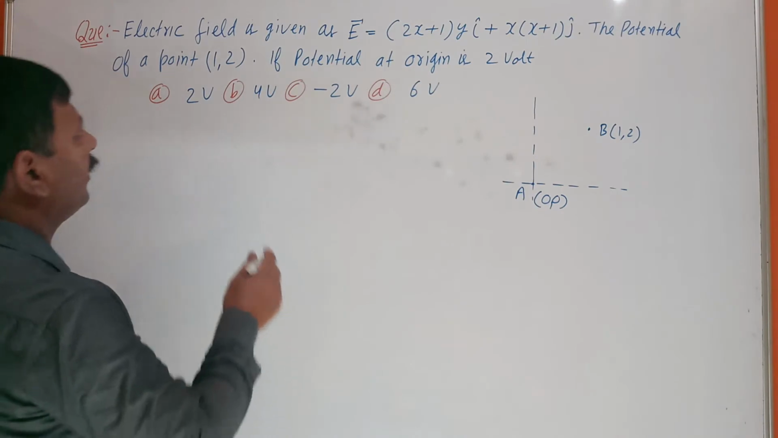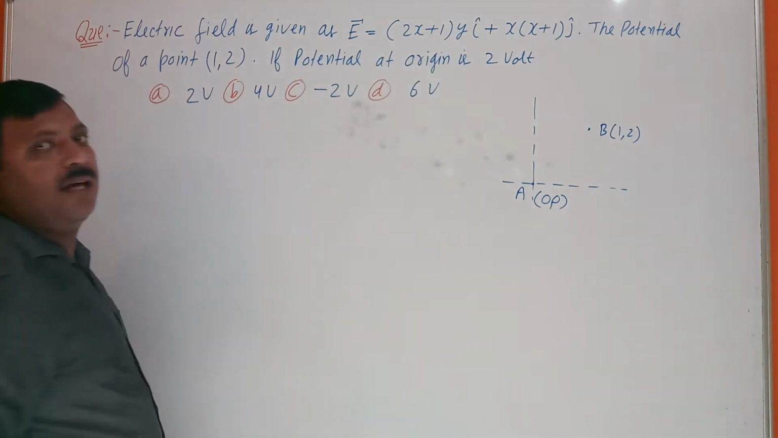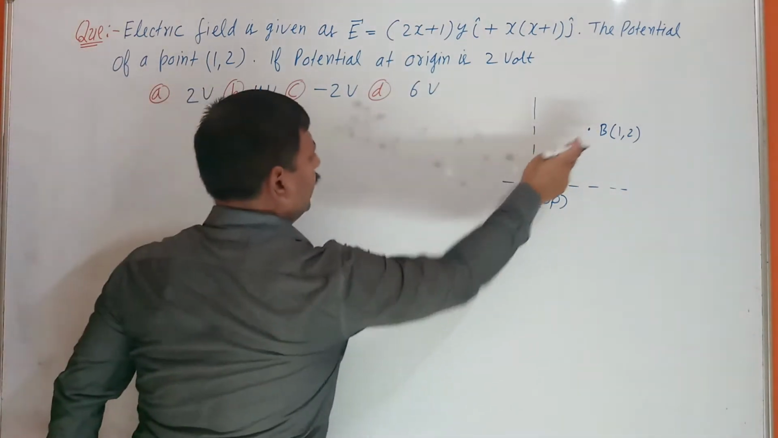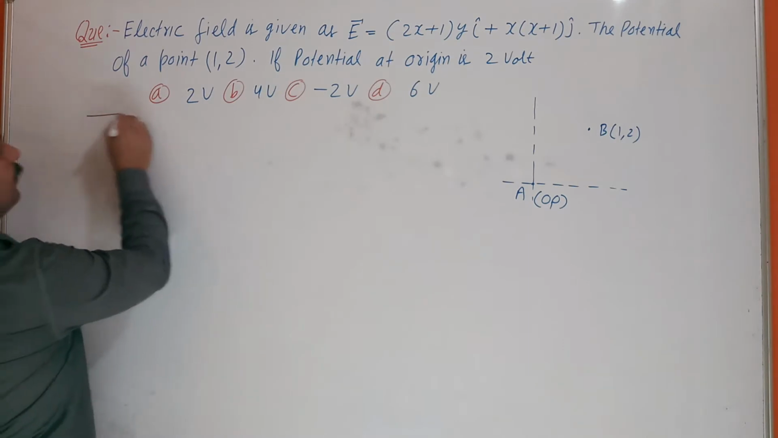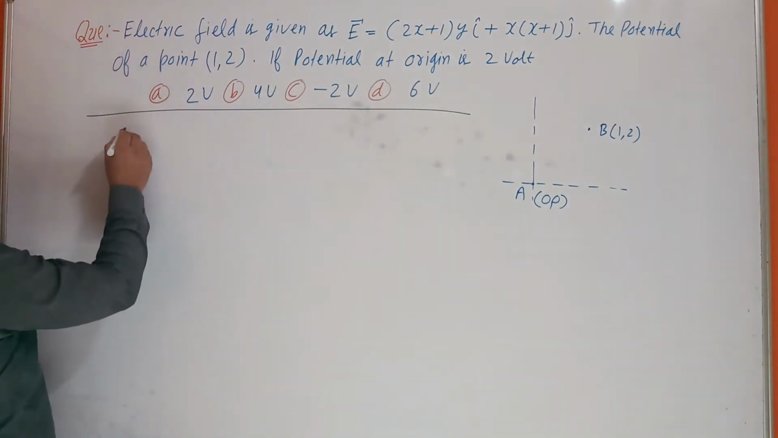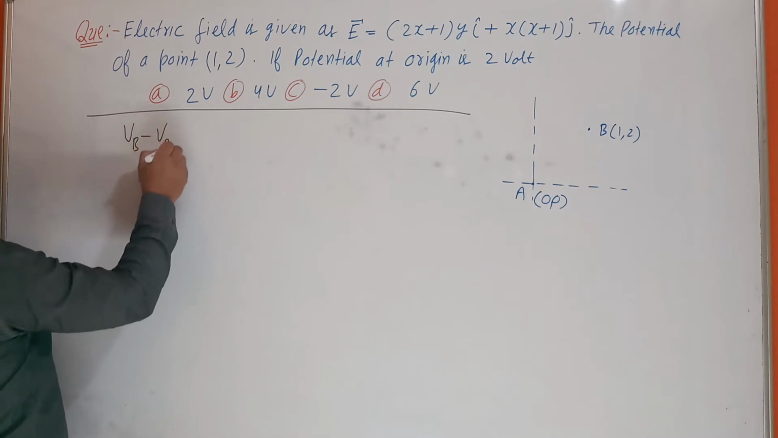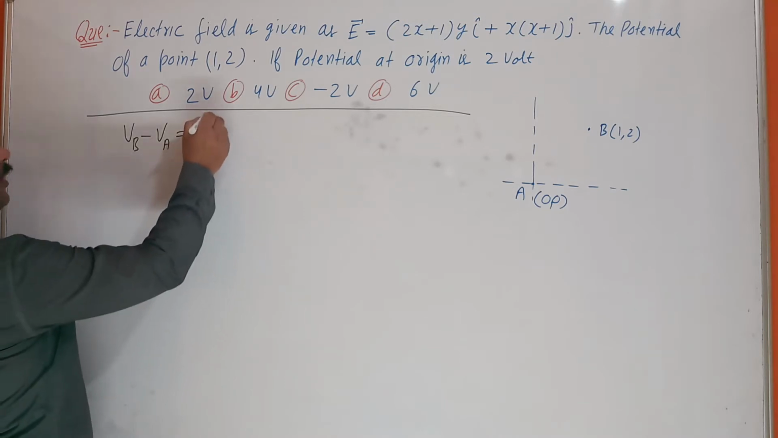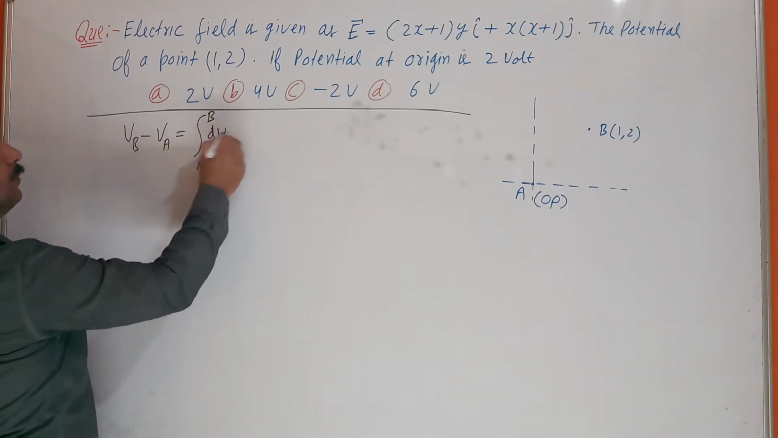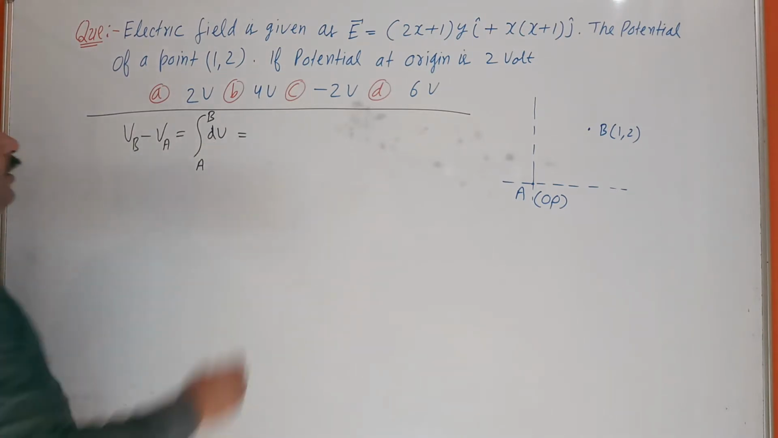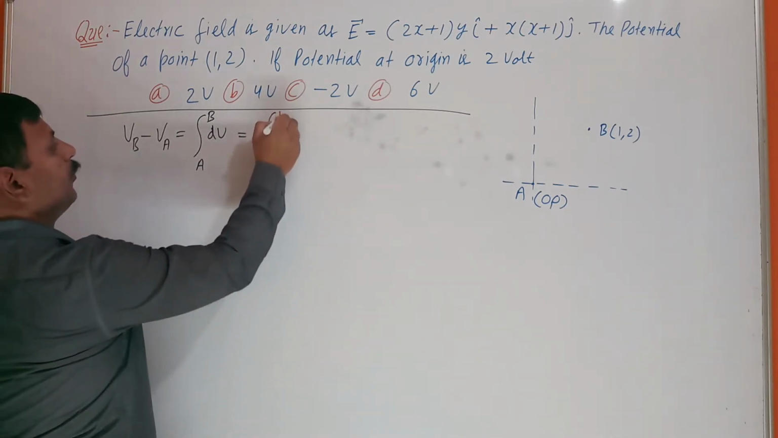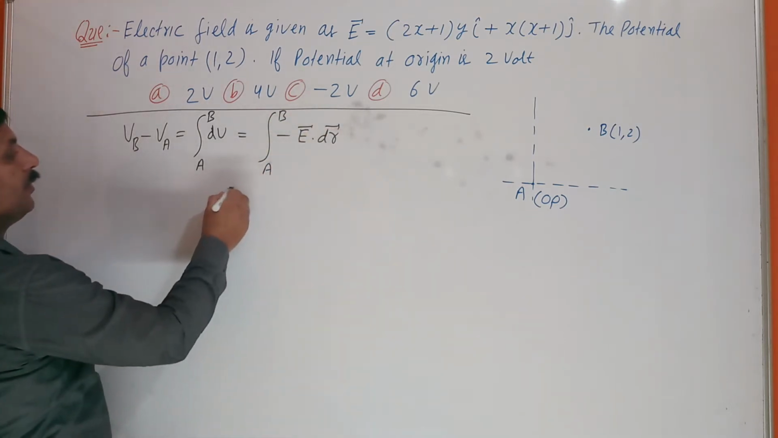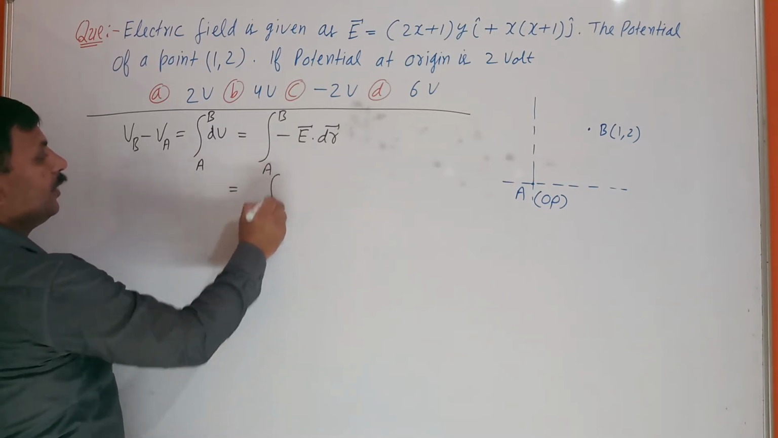See, the electric field is in both x and y coordinates. What do we know? VB minus VA is the integration from A to B of dV. What is dV? dV is equal to minus E dot dr.